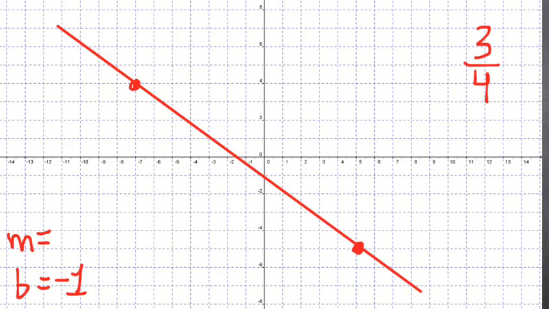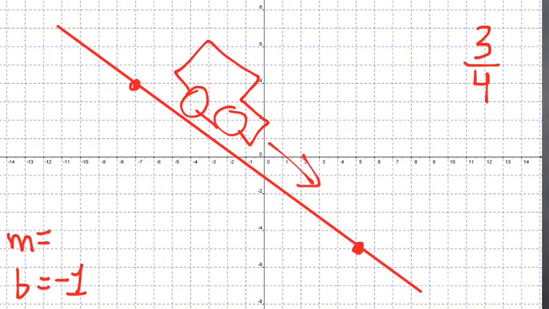I have 2 people saying negative, 2 people saying positive. Negative. Negative, there's only one way to find out. Well, there's 2 ways. Either you look at it and you already know, or to make 100% sure of it, draw your car with the hood facing the right and ask yourself, is it going uphill or downhill? Downhill. So guess what? This line has a negative slope.